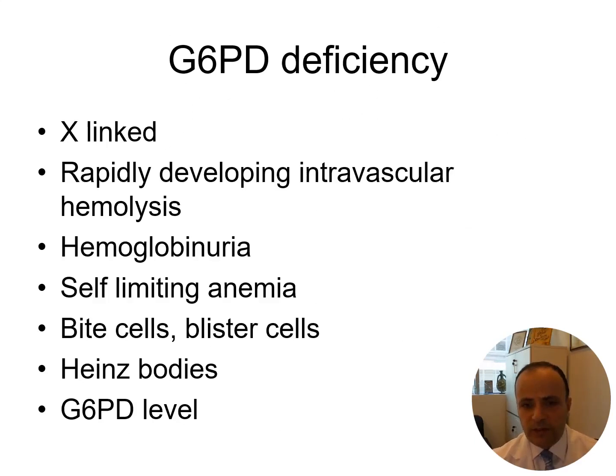So as I said, it's X-linked, rapidly developing intravascular hemolysis. You end up with all the signs of hemoglobinuria and so on, and you see all of the abnormal cells, the bite cells and so on, when these cells get destroyed in the spleen. And Heinz bodies is essentially deposited hemoglobin in the red blood cells, and we diagnose it by measuring the G6PD level.